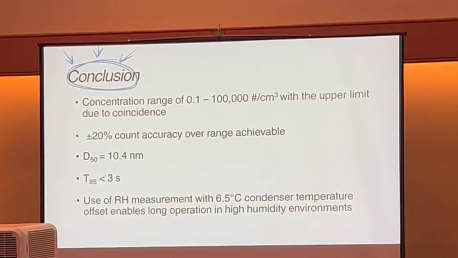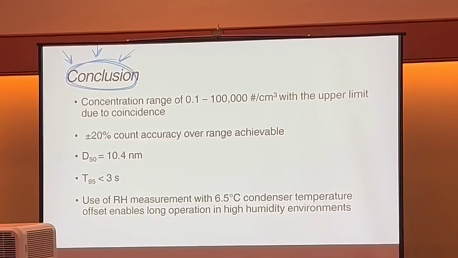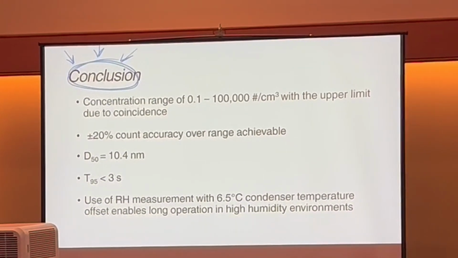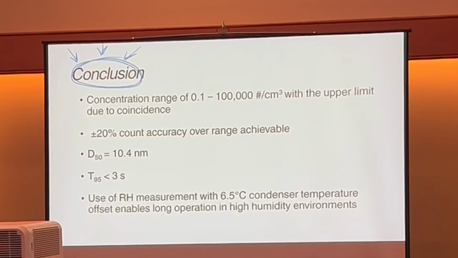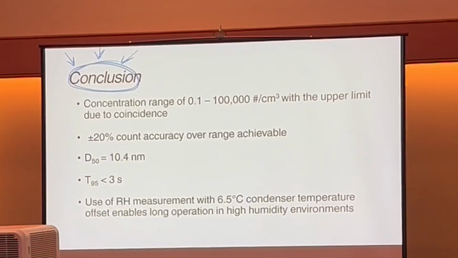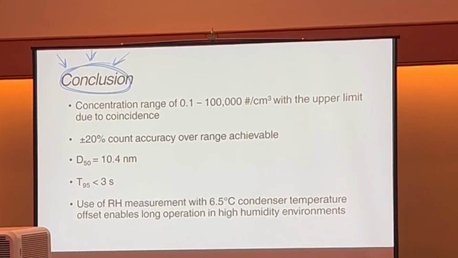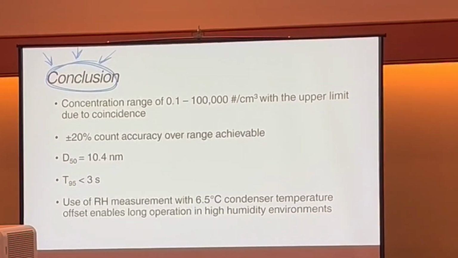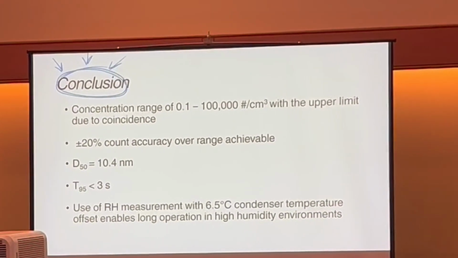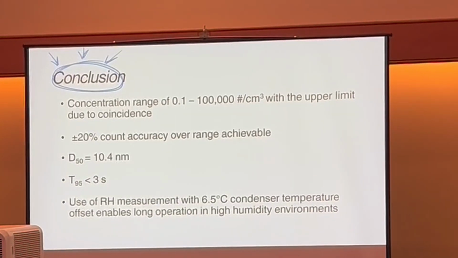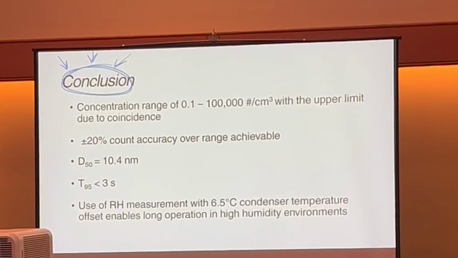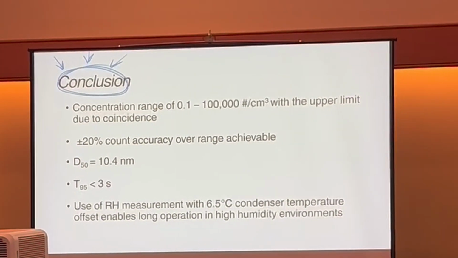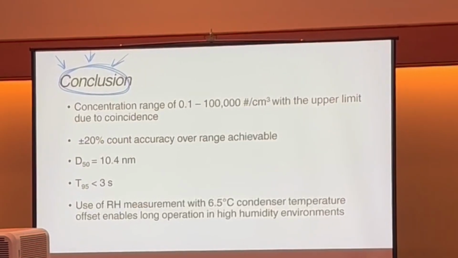So, conclusion. Hopefully I presented some good data to make the argument that the OpenCPC is capable of a concentration range from 0.1 to 100,000 particles per cc, with this upper limit right now being somewhat limited by coincidence. We think that plus or minus 20% count accuracy over the range is achievable given our calibration method. We have a cut point of about 10.4 nanometers for a tungsten aerosol, response time less than 3 seconds, and the use of this RH measurement technique to control the condenser temperature with a 6.5 degree C margin is sufficient for isopropyl alcohol-based systems to operate continuously in high humidity environments.